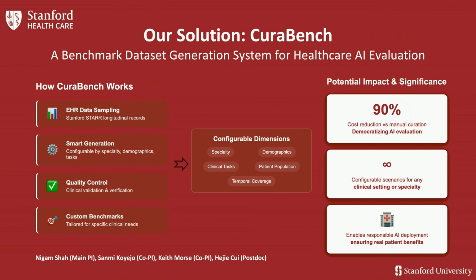Here are a few configurable dimensions that we think are useful for benchmark creation, where you can specify the clinical specialty, the demographic statistics, or different kinds of clinical tasks. For example, I want clinical decision making for a group of people, or for this gender or the other. This is also expandable to additional dimensions, including more patient populations or temporal coverage.